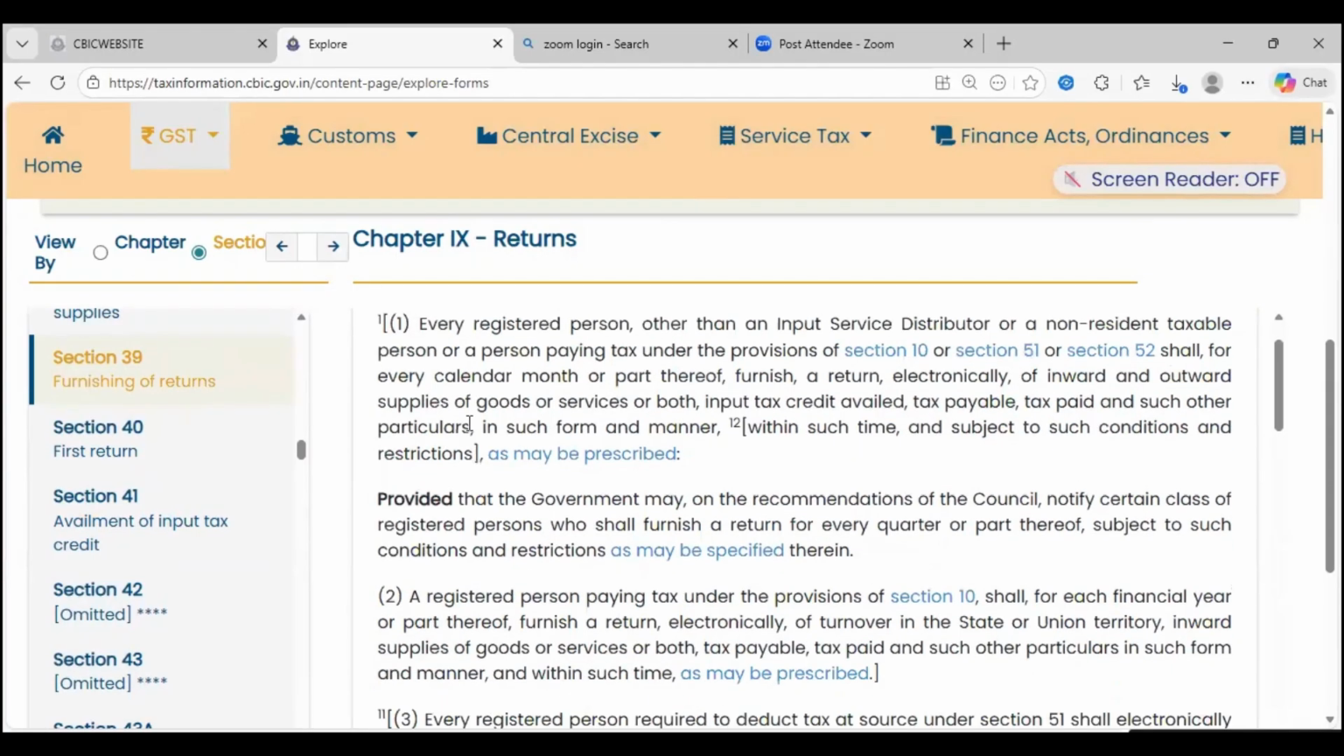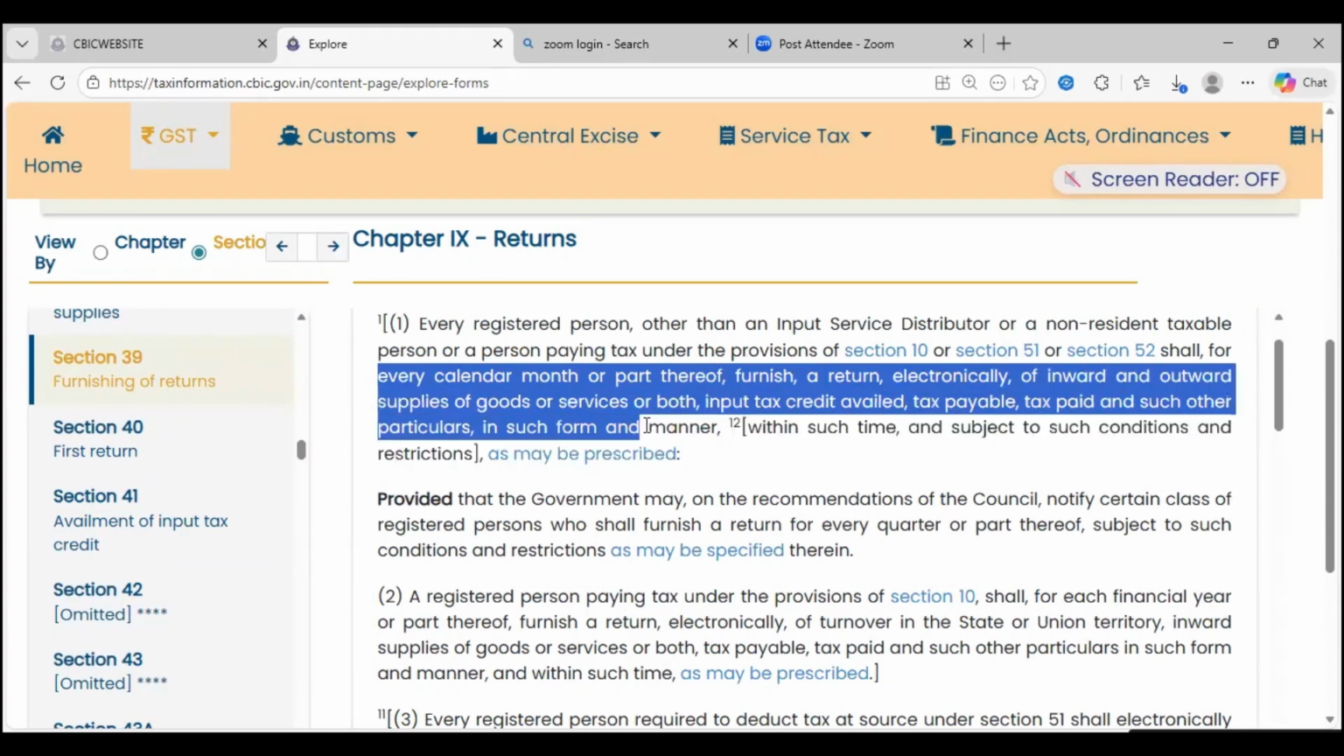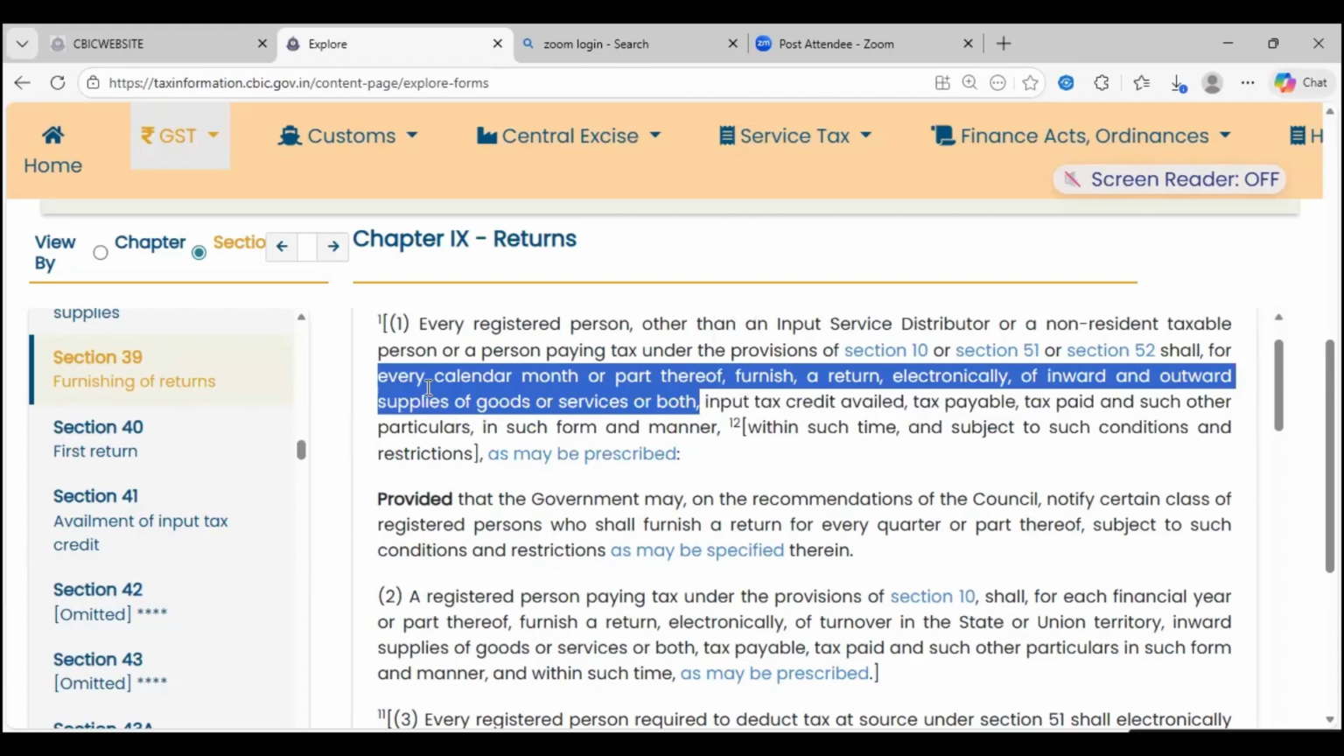shall, for every calendar month or part thereof, furnish a return electronically of inward and outward supply of goods or services or both. They're saying that you should file a return for every calendar month, that is monthly basis, or part thereof. Now, can I file for 15 days? Answer is, when you have obtained a registration and you have transactions only for 15 days, those 15 days need to be considered for filing a return.